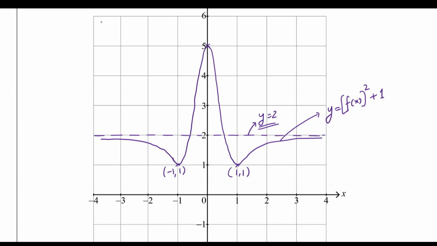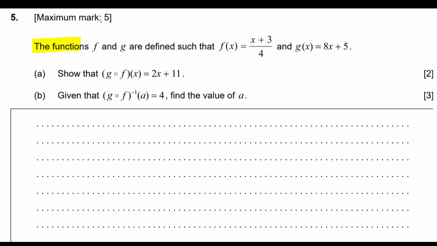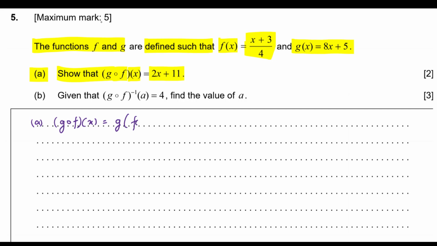So that's the answer. Now question number 5: the functions f and g are defined such that f(x) equals (x plus 3) over 4 and g(x) equals 8x plus 5. Both of them are lines, we can see. The first part is to show that g of f of x is 2x plus 1. It's a composite function, and whenever we have a composite function, if we rewrite it once again, it would be more clear. If we have g∘f of x, we can rewrite this as g of f of x.